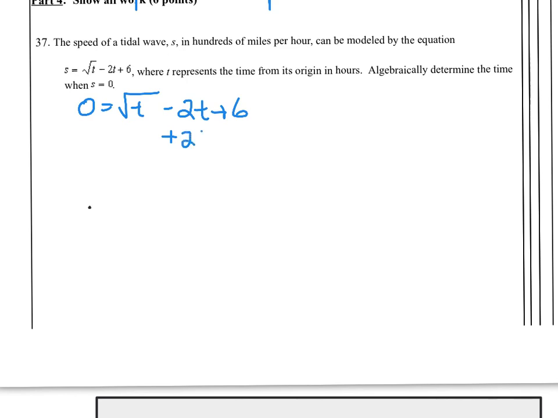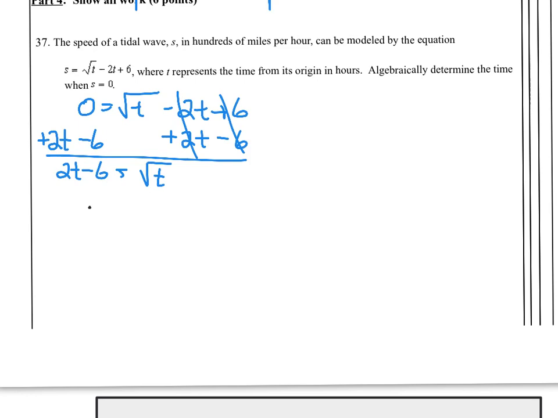So I'm going to bring the 2t over to the other side. That's a plus 2t, by the way. Minus a 6, minus a 6. All right, so that's gone and that's gone. So now we have 2t minus 6 equals the square root of t. Okay, that's an equal sign, sorry. All right, so we've isolated the radical.